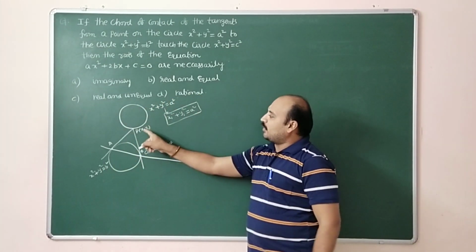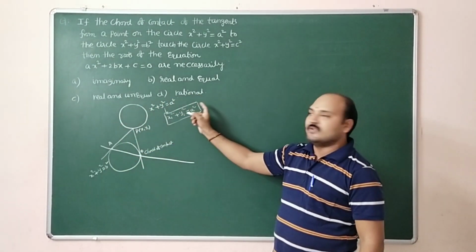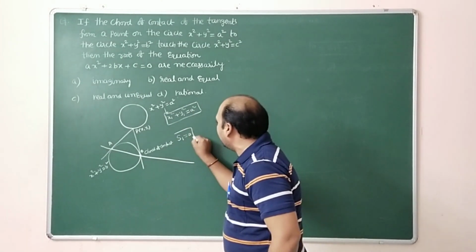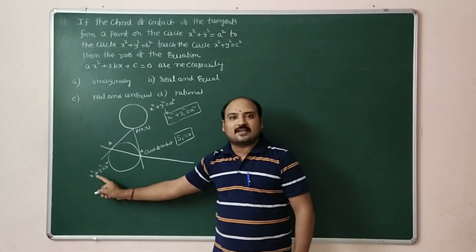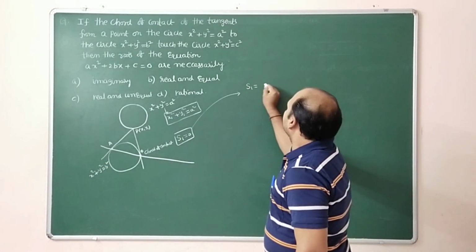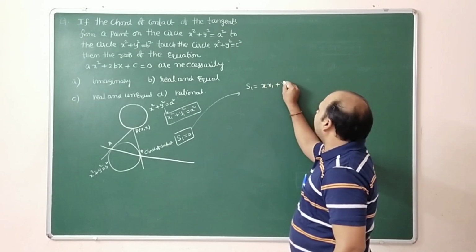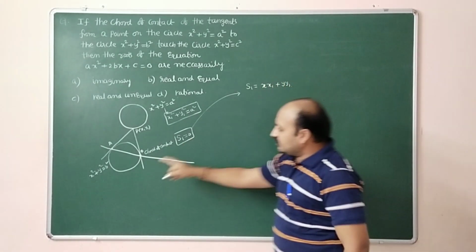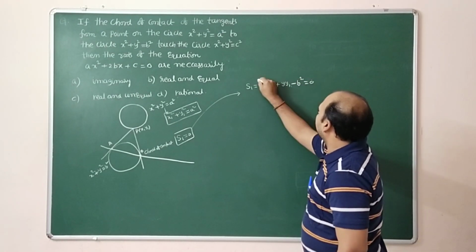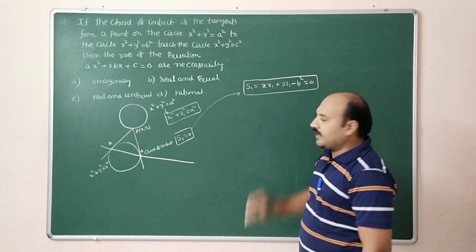So whenever the point lies on this circle, x1 square plus y1 square equal to a square, the chord of contact formula is S1 equal to 0, regarding this circle. So S1 equal to 0 is xx1 plus yy1 equal to b square. So b square we can take this side, minus b square equal to 0. This is the chord of contact.